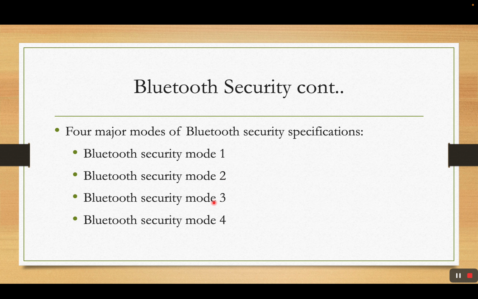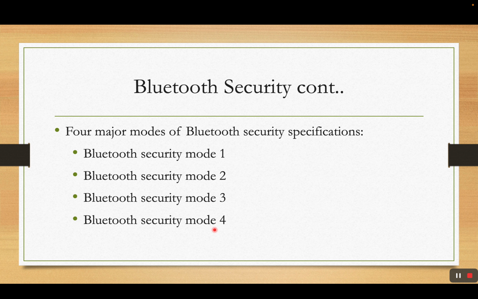Now, mode number three is one of the most secure modes of operation, which offers link level security and supports only authentication and encryption before establishing the Bluetooth connection. Authorization is not supported in this mode as it is assumed that an authenticated and encrypted connection has already been verified.